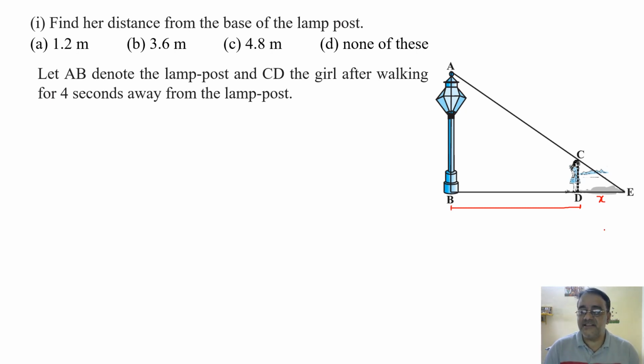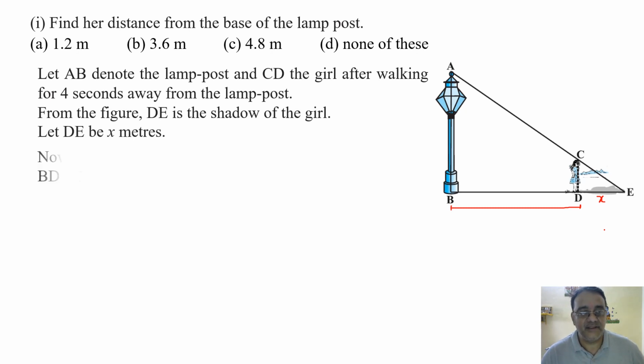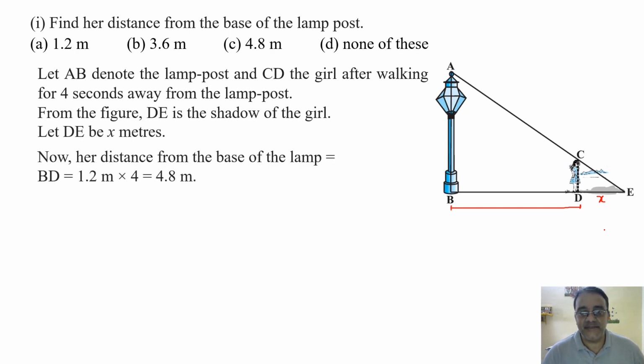Now her distance from the base after 4 seconds is speed into time, that is 1.42 meter per second into 4 seconds. That is 4.8 meters. So the correct option is C. Right. Now the next question.